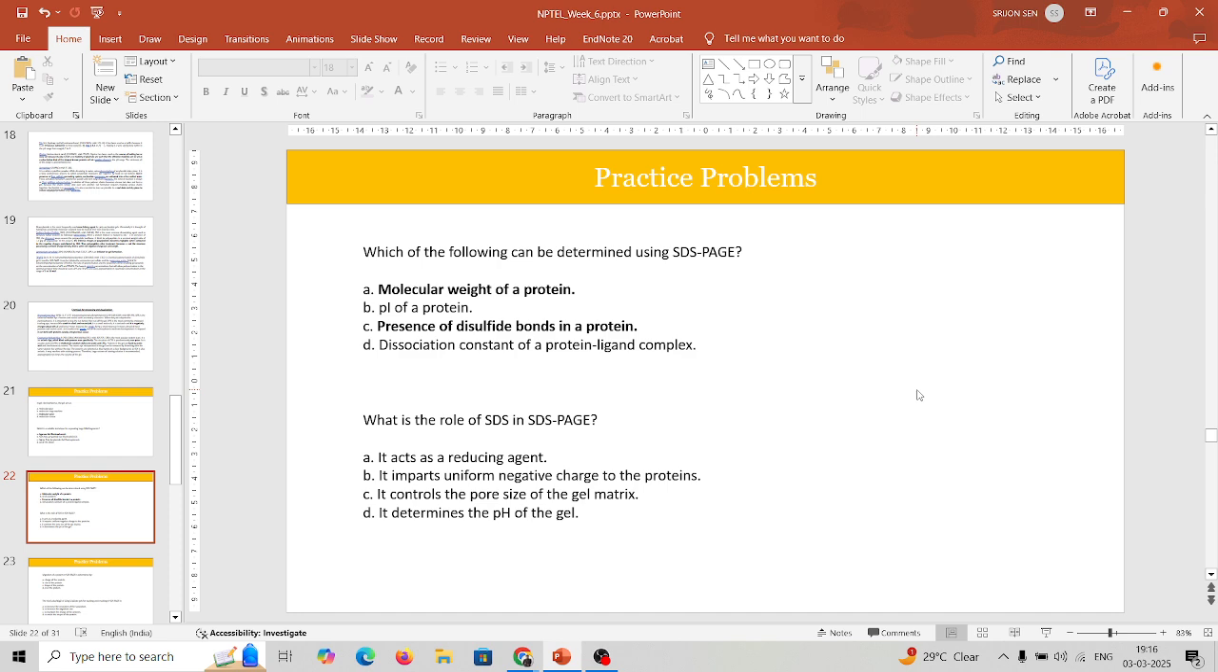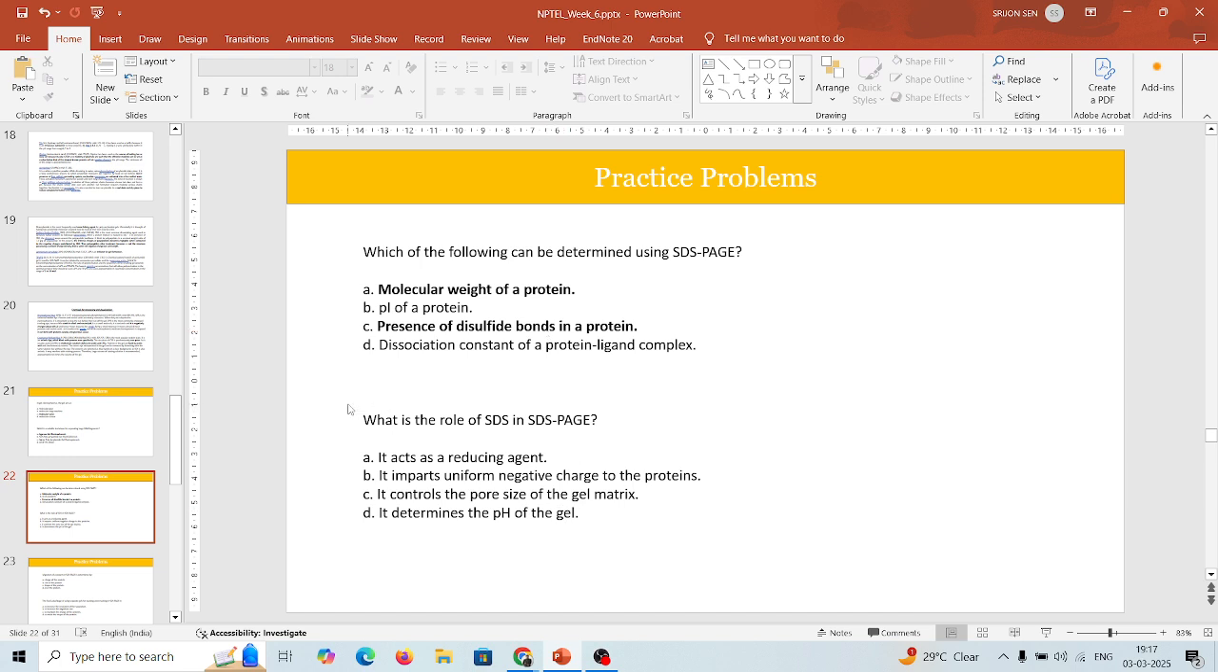But if you are using a reducing agent, then the disulfide bonds will break up, and you will be observing only one band. So in the presence and absence of a reducing agent, there is a difference in the bands. Because of that, the molecular weight of the protein as well as the disulfide bonds in a protein can both be determined. Correct? Okay.